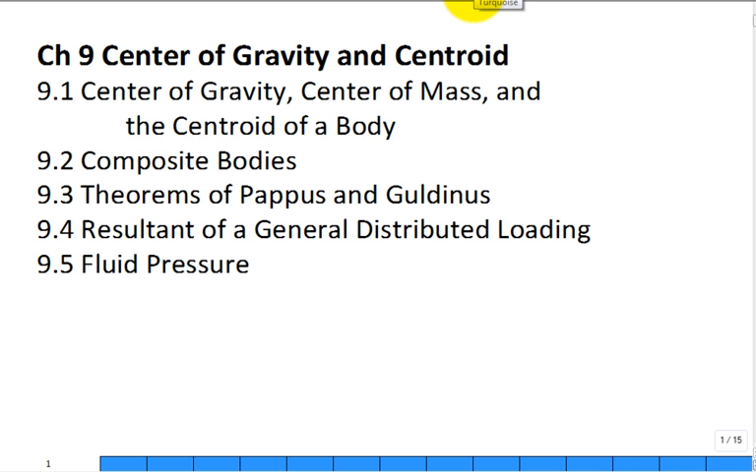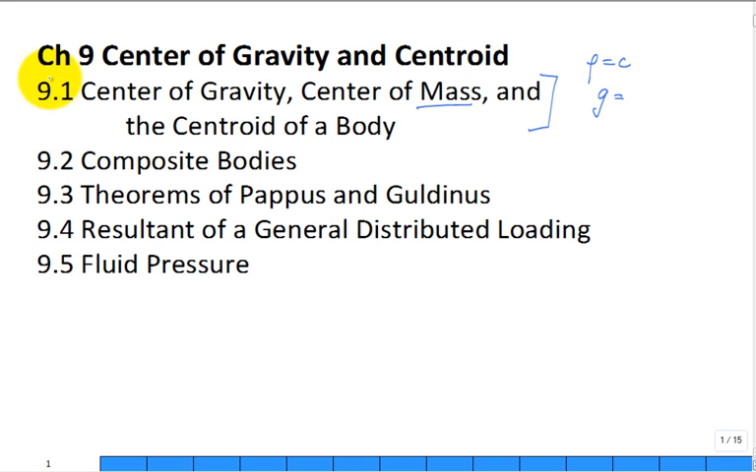So we move in this chapter, chapter 9, on the center of gravity and centroids. There's a very similar concept for a lot of different terms: the center of gravity, the center of mass, the center of volume, the centroid, and the center of weight. These are all very, very similar concepts, especially if the density is constant and gravity is just uniform gravity. They tend to be the same term.